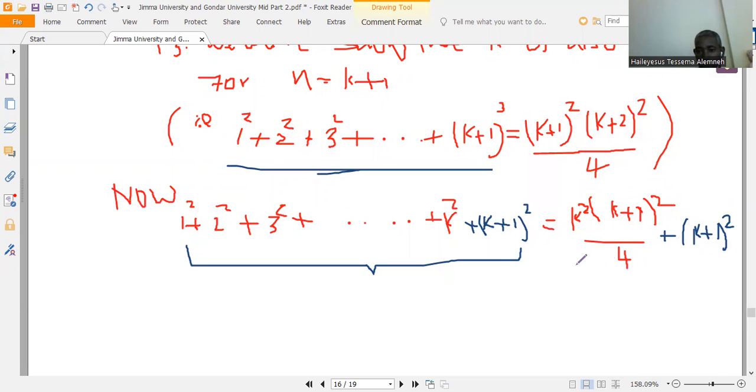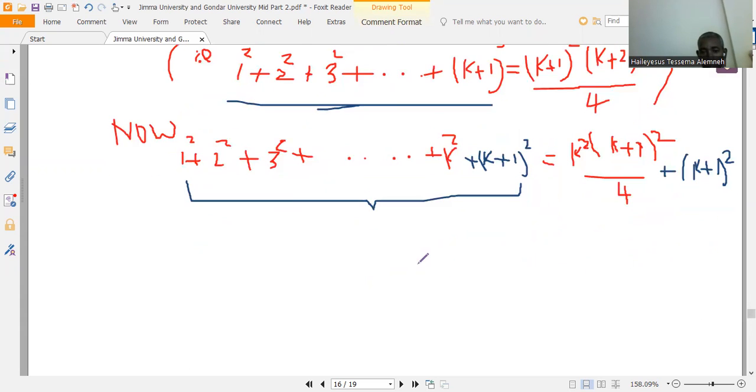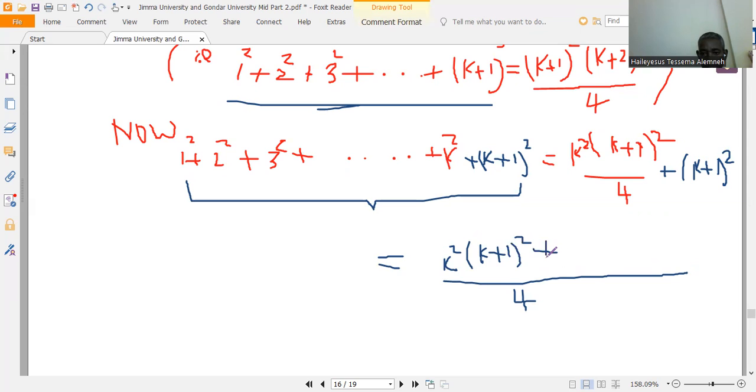We try to write this in this form. So which is equal to, taking the 4 from here, it becomes like this one. So which is k square times (k plus 1) the whole square plus 4 times (k plus 1) the whole square.